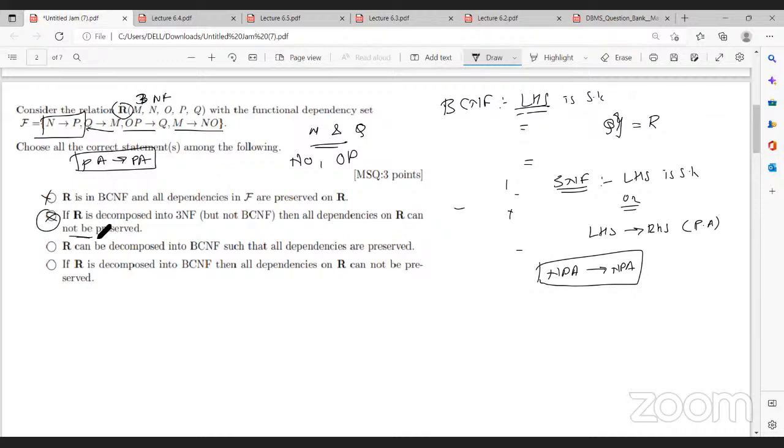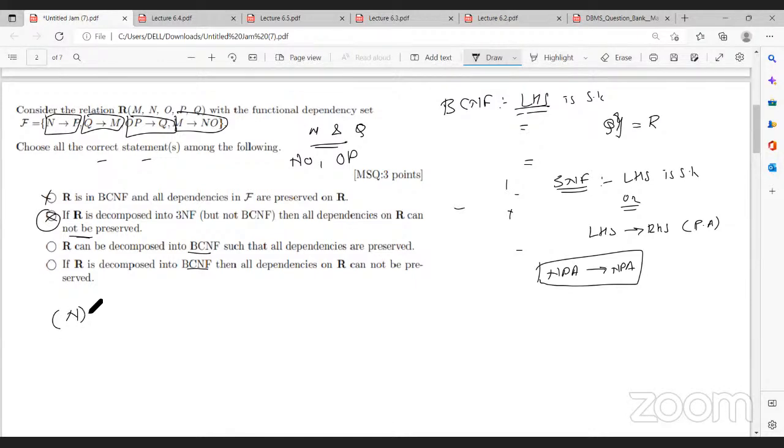Now we have to decompose this relation R into BCNF and check whether the dependencies are preserved or not. So how to do this? Which condition is violating my BCNF condition? Here the left hand side is a super key, left hand side is a super key, left hand side is a super key. So only this particular functional dependency has a left hand side that is not a super key, right? For BCNF, what I will do is simply take the closure of N, right?